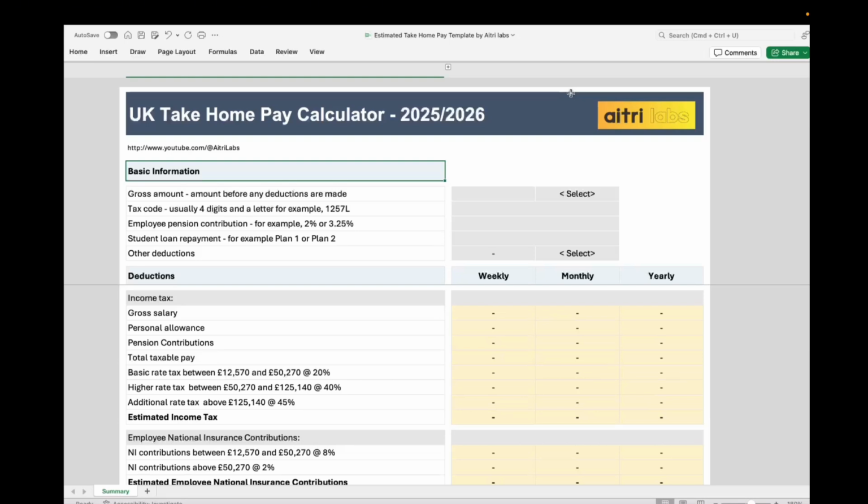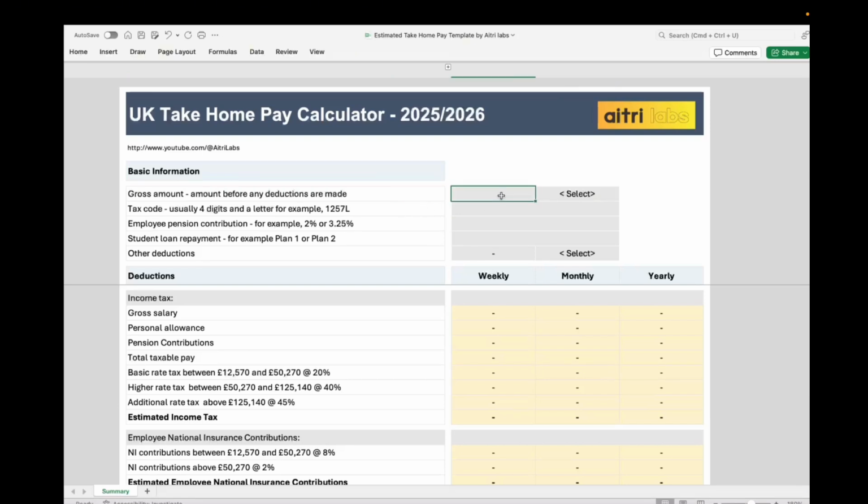We'll enter some key basic information that is needed to calculate this. It's the gross amount you earn, so that's the amount before any key deductibles. In this scenario, I'm going to use 55,000.